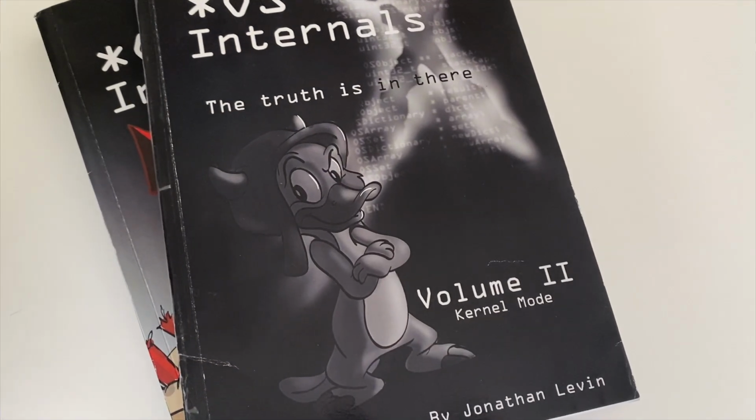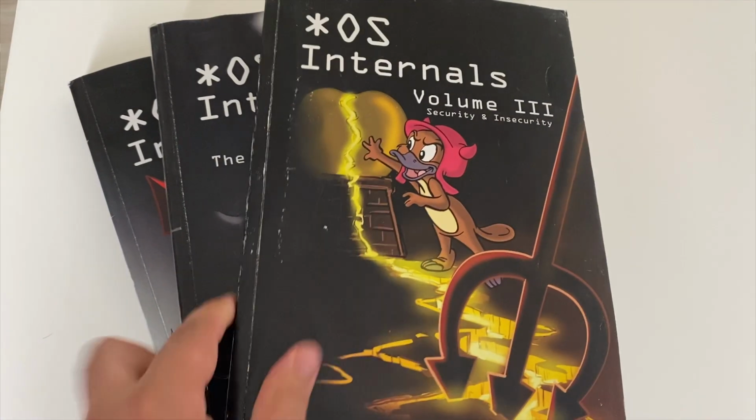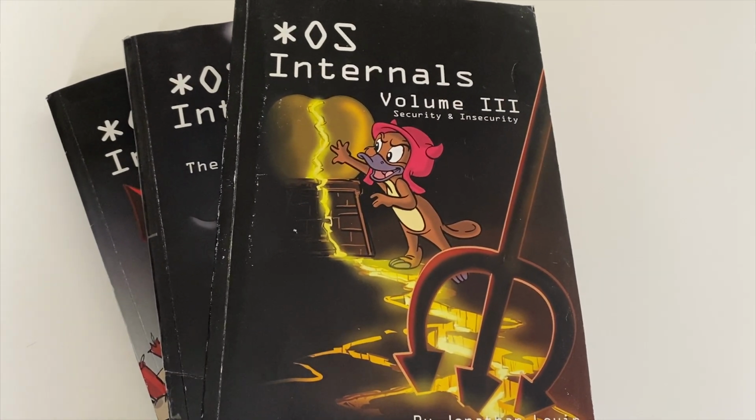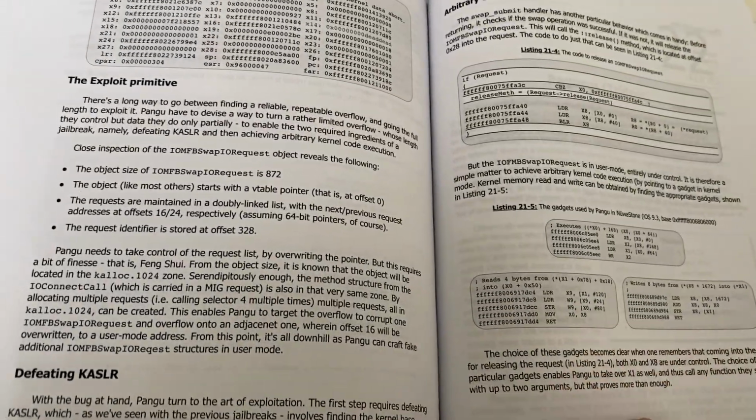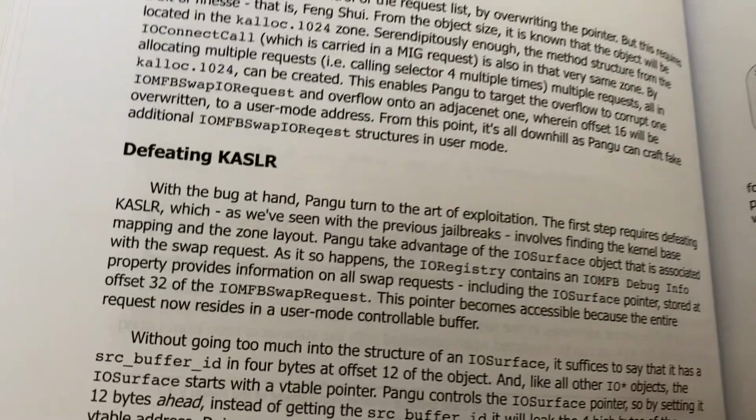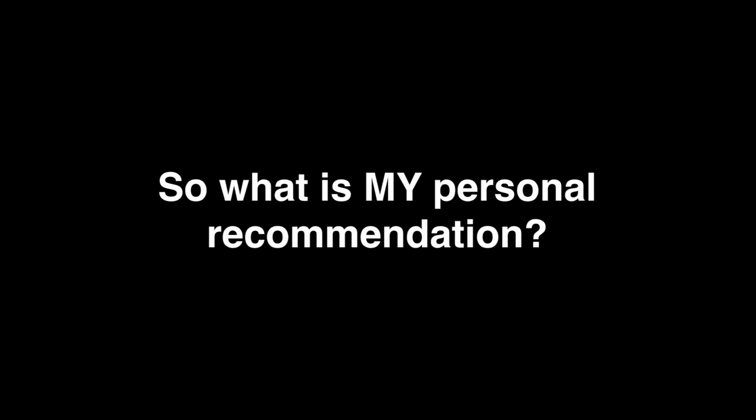It's *OS Internals, volumes 1, 2, and 3. The third one actually goes in depth into how different jailbreaks actually worked, how they managed to build the jailbreak, what vulnerabilities they use, and stuff like that. These books are actually very hard to understand. You need to have a lot of pre-existing knowledge to be able to understand the books. They are very good, but they are very technical, and you wouldn't be ready for them if you're just getting started.